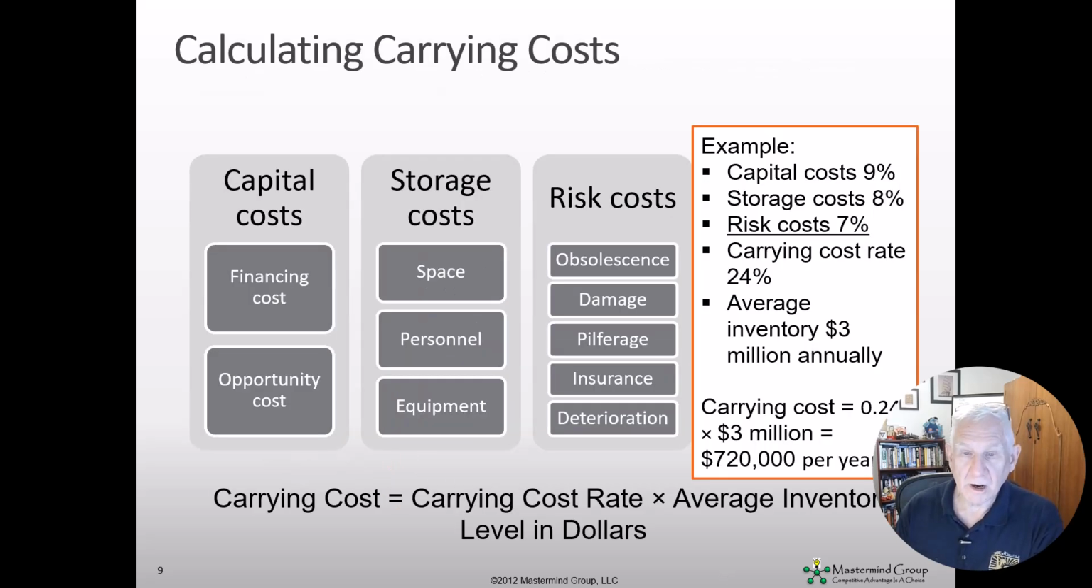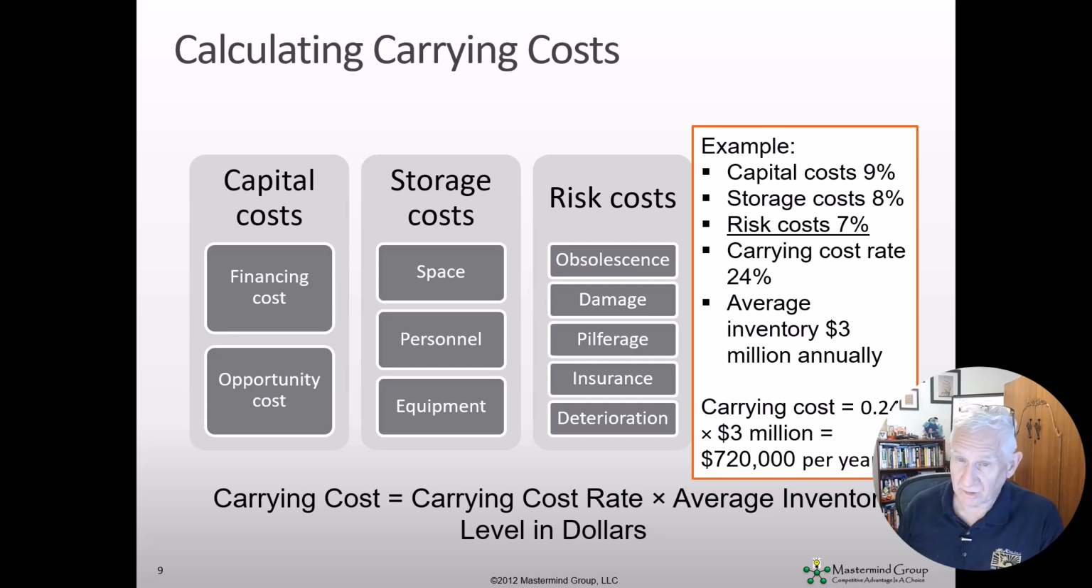If we look at ordering cost and carry cost a little deeper, we see that it's made up of capital cost, storage, and risk. The interesting thing here is on the lower right-hand of this slide, focus on the carry cost. Here it adds up to be 24%, 0.24. And if you had an average inventory of 3 million, this would result in a carry cost of $720,000 per year additional to the cost of the item.